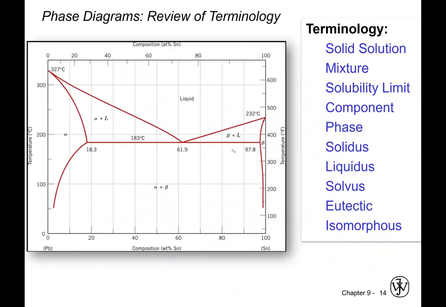So just to review the terminology, this is just a helpful slide for you. Again, we've got the solid solution. That's our homogeneous region, single phase. The mixture, which is more than 1 phase. The solubility limit, which are these lines here, which are also called the solvus lines. We've got our components, which are the 2 ends of the diagram. Our phases. So in this particular diagram, that would be our alpha, our beta, and a liquid.